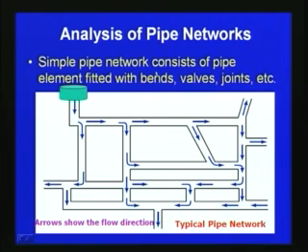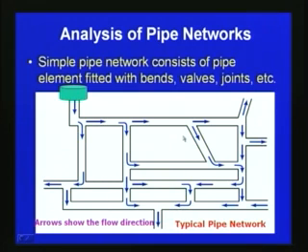A simple pipe network consists of pipe elements fitted with bends, valves, joints, and a number of pipes. Wherever pipes are joining, that junction is called a node. So we will have a number of nodes like this: one node, a second node, and so on. We can also have a loop. This is a typical loop, and here is another loop. We can have a number of loops like this. This figure shows a typical pipe network. The arrows show the flow direction.